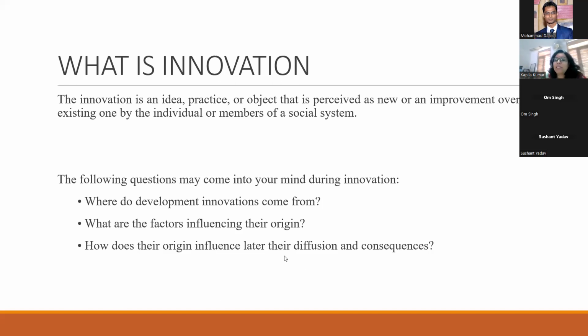How does their origin influence later their diffusion and consequences? This is where most of us fail to deliver, because we may come up with some ideas or some products that are sufficient to solve problems. We have overcome all those factors that were pulling us back, but still the product is yet to diffuse to the market, and some consequences have to follow. The product is a hit or it has solved a problem, where we have to analyze whether our solution is impacting society or not. So these are the three major factors: where to start, what are the factors that are influencing it, and finally, what are the conclusions, consequences, or diffusion part of your idea.